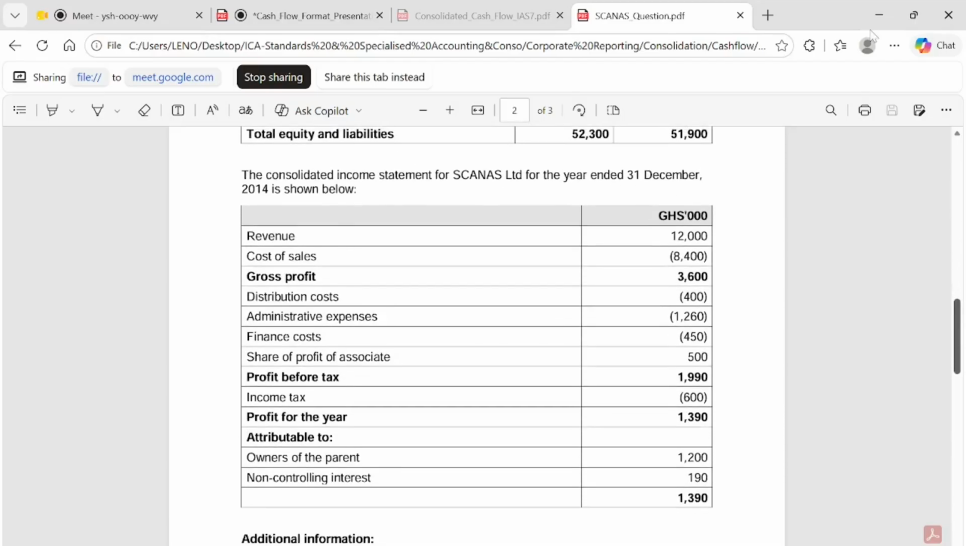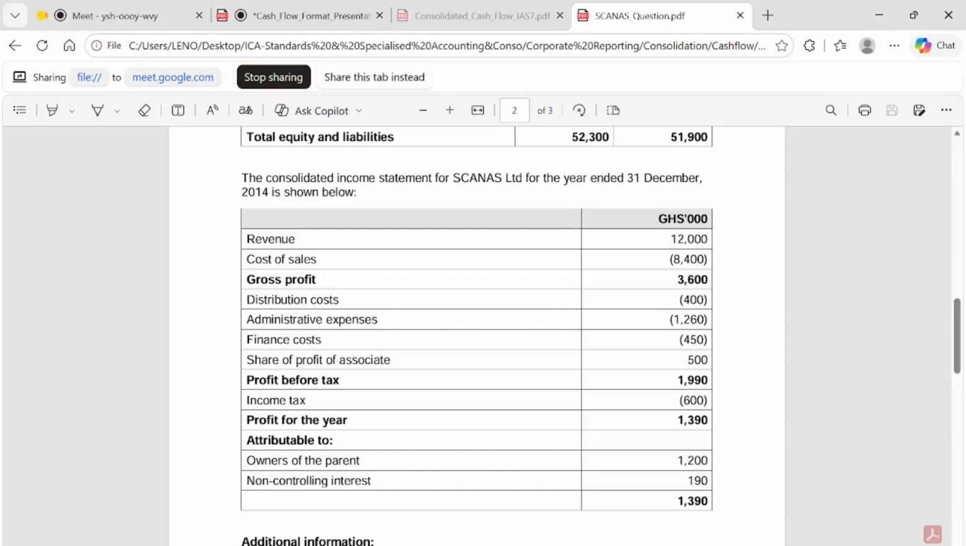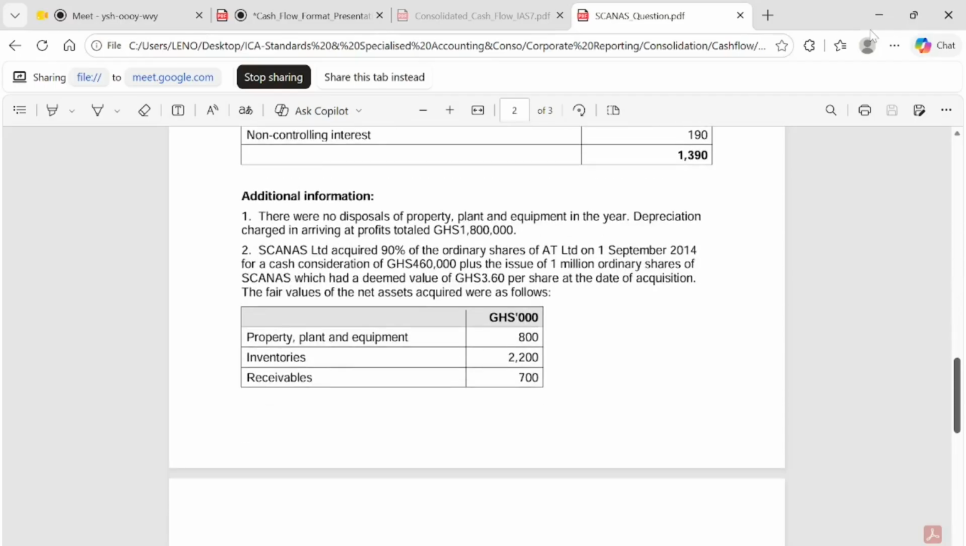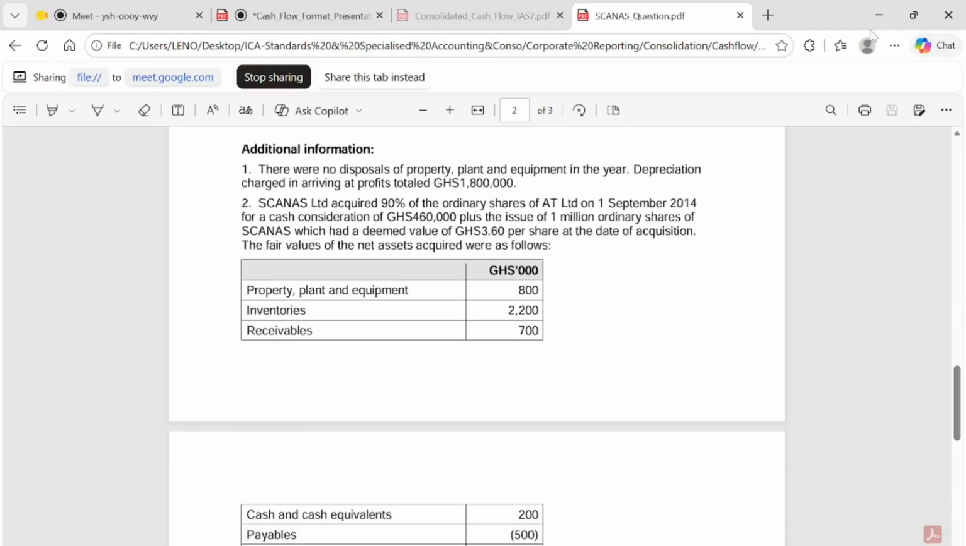So we also have profit and loss account of the Scanners Limited as at the current accounting year 2014. As you can see them, we have profit before tax, we have profit for the year, we have profit attributable to the parent and subsidiary. We take note of all of them. Now we have additional information. This is the consolidated statement of parent and subsidiaries. Take note of that. This additional information will also help us to understand much about the subsidiary company.